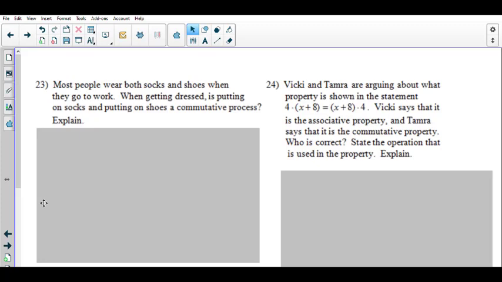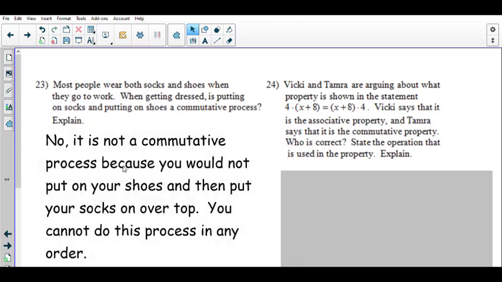So for something to be a commutative process, it means we have to be able to do it in whatever order. So if we're looking at the situation of putting on socks and putting on shoes, could we do that in whatever order we want? Think about that a little bit. Hopefully you're kind of chuckling to yourself a little bit, because that would be a little goofy to put on your shoes and then put on your socks afterwards.